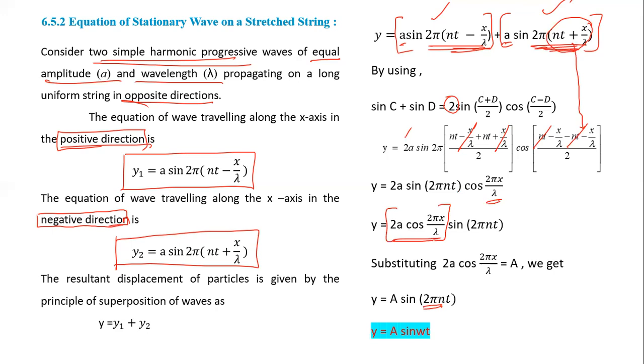Now you remember one thing here. If minus x by lambda is there, then it is traveling toward the positive x direction. If plus x by lambda is there, it is traveling in the negative x direction. But if x by lambda is missing, this is the equation for a stationary wave. In that, the x by lambda term is missing, which means it is not traveling. Minus x by lambda indicates traveling towards the positive side of the x-axis. Plus x by lambda indicates traveling toward the negative side of the x-axis. If plus or minus x by lambda is missing in this equation, it means that this is a stationary wave.